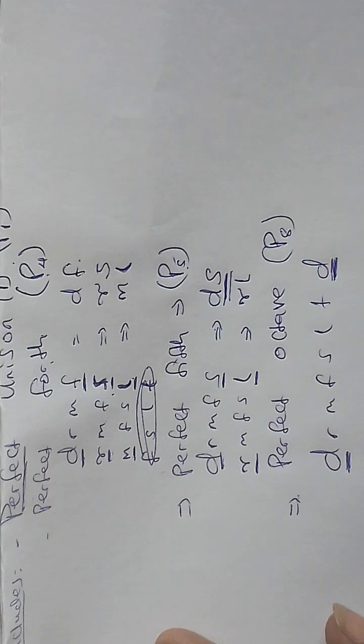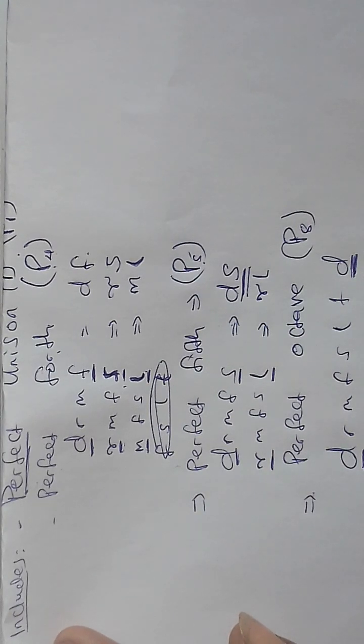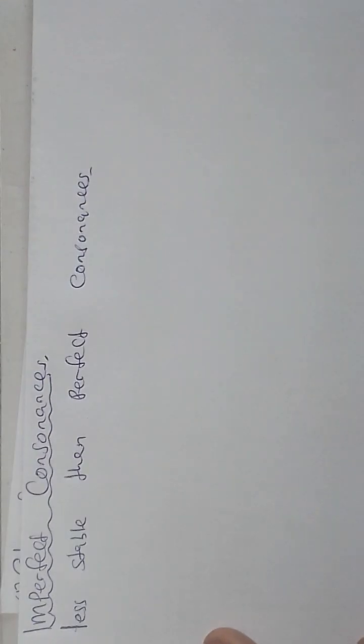Let's see something about the imperfect ones. Which are the imperfect consonances? Although they are stable, they are less stable than the perfect consonances. They include thirds and sixths. They are only 2. We have thirds and sixths.